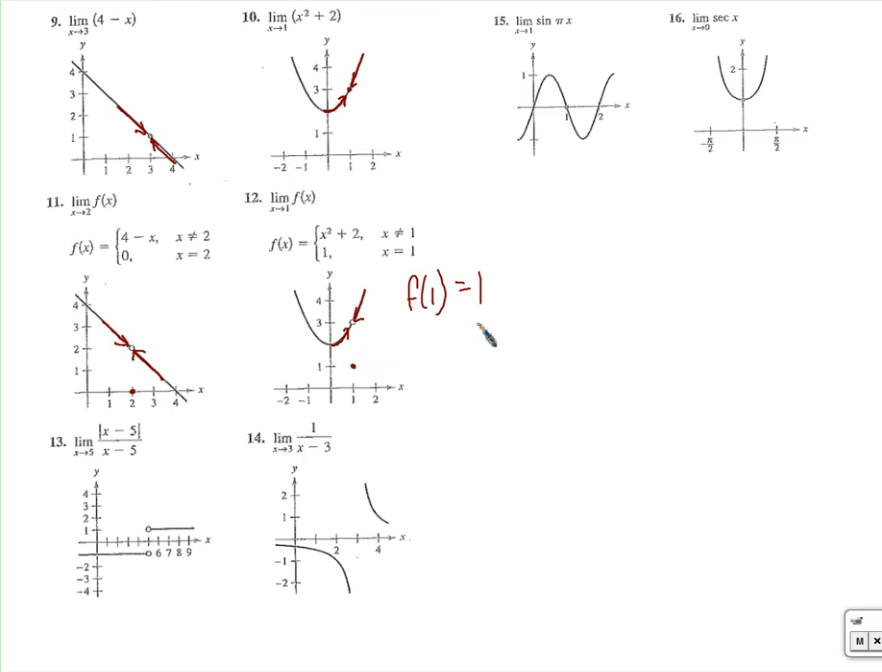Okay. If I actually put in the number 1, well, let's see. I want to put 1 into the function, so I kind of have to consult my little chart. Which function do I use? Well, x is not equal to 1. It is equal to 1. So when x is equal to 1, what's my y value? It's just simply 1. That's what we call a piecewise function.